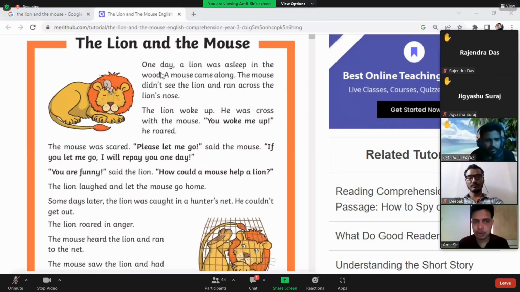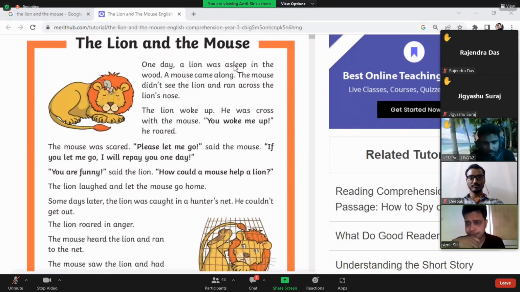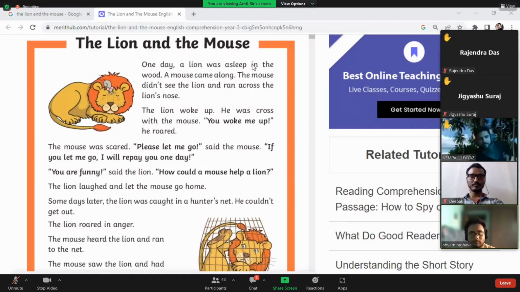What you need to do is read the story at least 5 to 6 times. So let's check it out. One day a lion was asleep in the wood. So what is the subject in this? Lion. One day a lion. And what is the verb? Was asleep. What is the object?